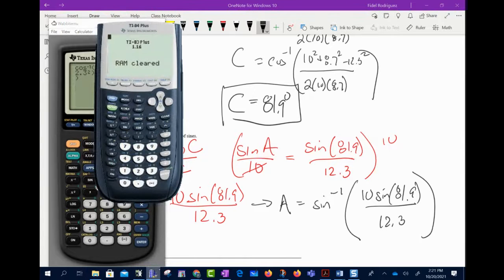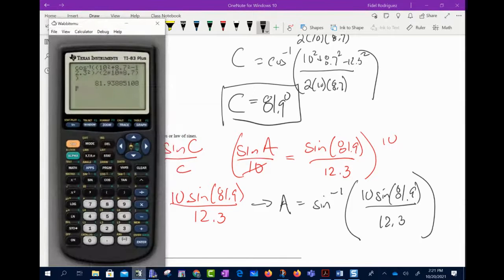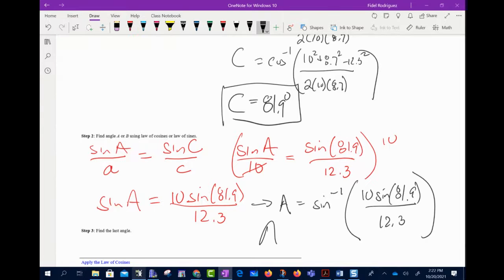Like that. Let me close this one. Okay, here we go. So clear this out. So again, I'm going to go second, sine inverse. Now it's opening up parentheses for me, so I'm going to go 10 sine of 81.9, close those parentheses, divided by 12.3. And I'm coming up with 53.6.